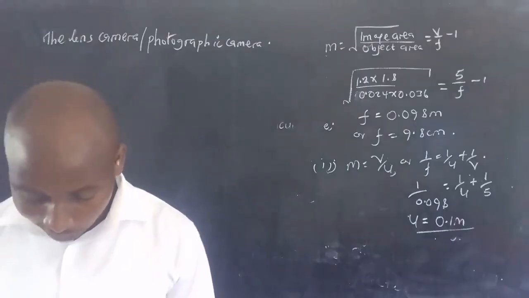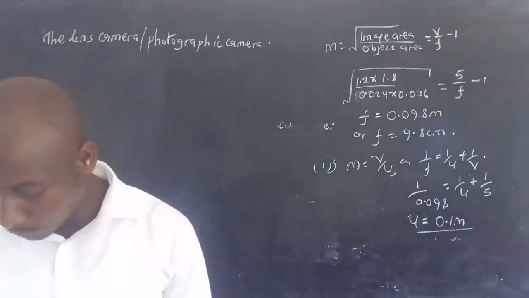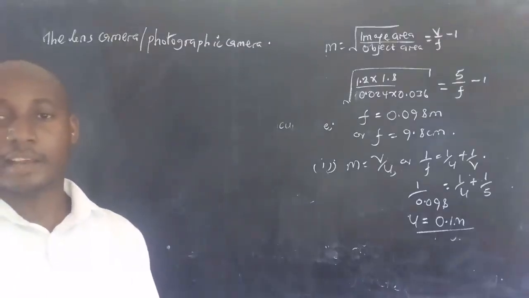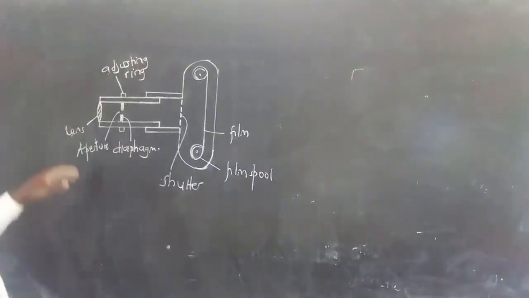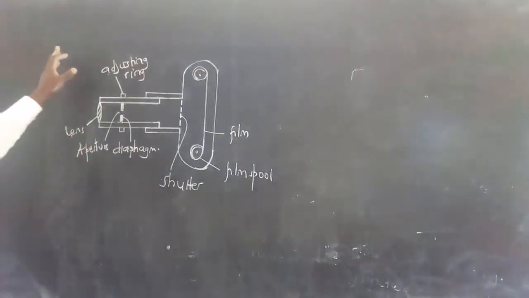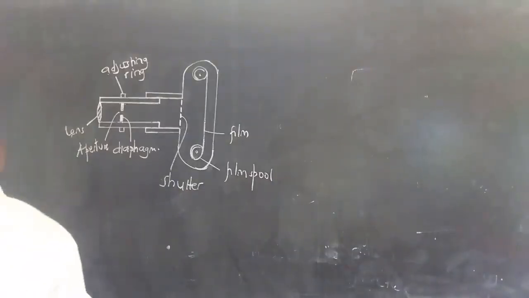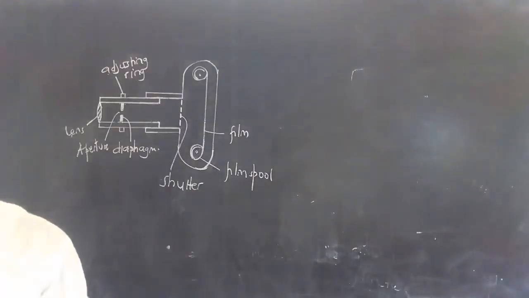That's the shutter. The shutter is used to adjust the distance of the lens for proper adjusting. Let us see the diagram. So this is the diagram, and this one is extracted from Advanced Physics by Lancaster. Okay, so from that diagram, we are going to look at how the camera lens system works.